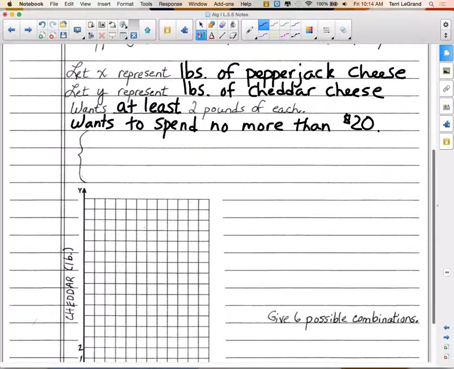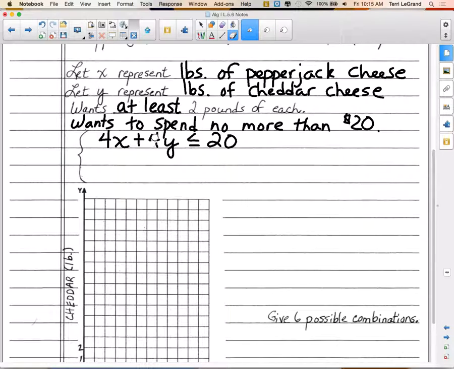Okay, what's one inequality we could set up? Benton? 4x plus 2y is less than or equal to 20. Okay. 2y, I'm sorry. Thank you for catching that. So, amount of money spent on pepper jack cheese because it's $4 a pound at X number of pounds, how much you'd spend there, plus the amount of money spent on cheddar cheese at Y number of pounds times $2 for every pound should be no more than $20.